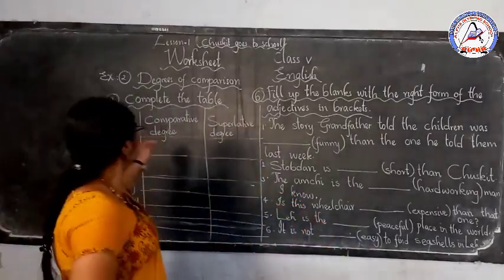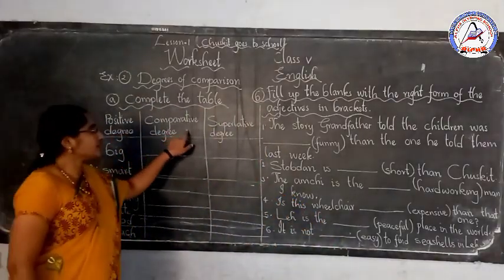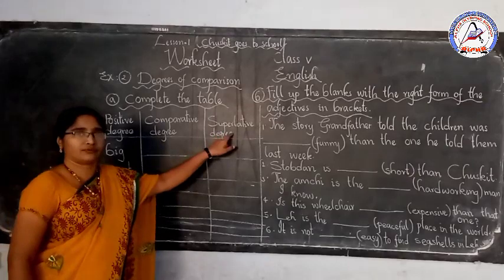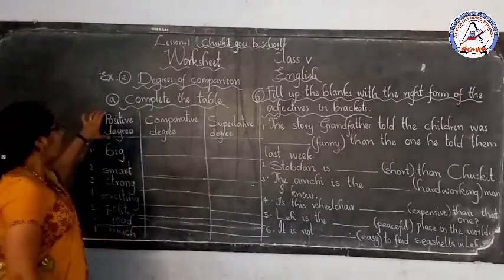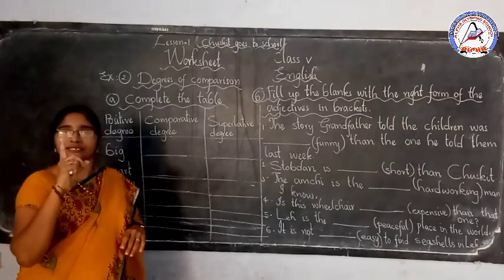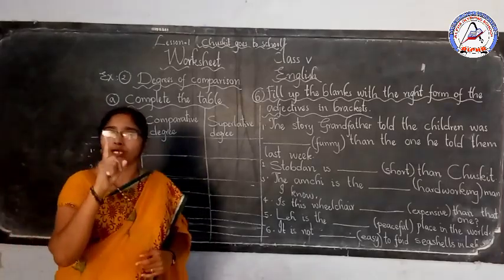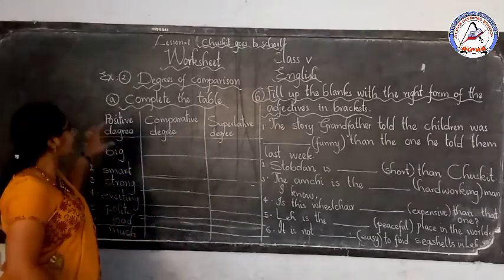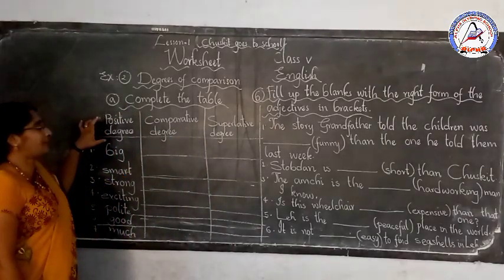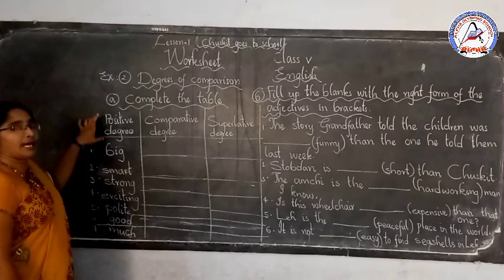Positive degree, comparative degree and superlative degree. An adjective can be written in 3 degree forms. When we are talking about one person or one thing, we write the positive degree of comparison. We can use this type of adjectives.